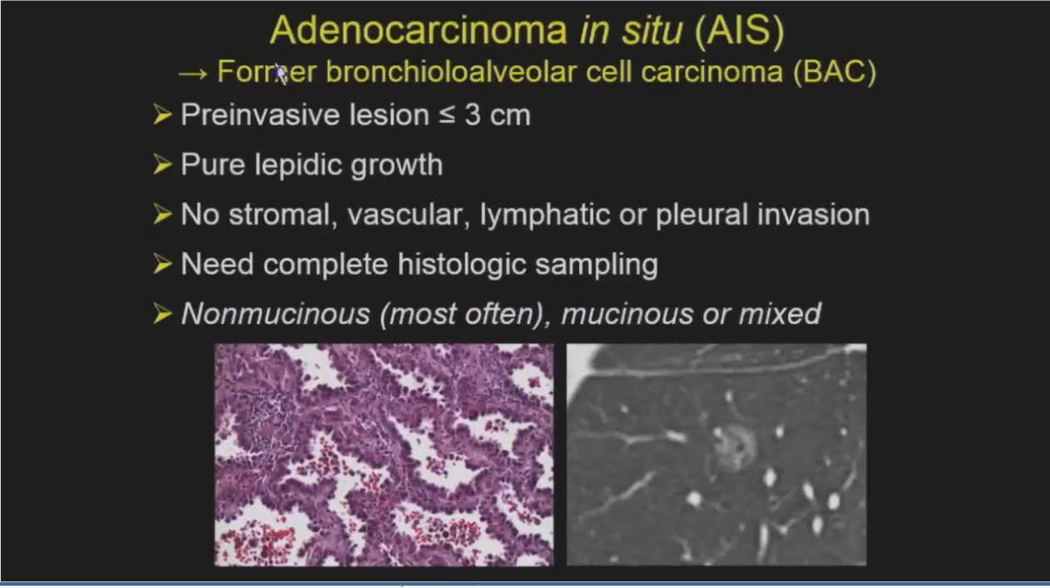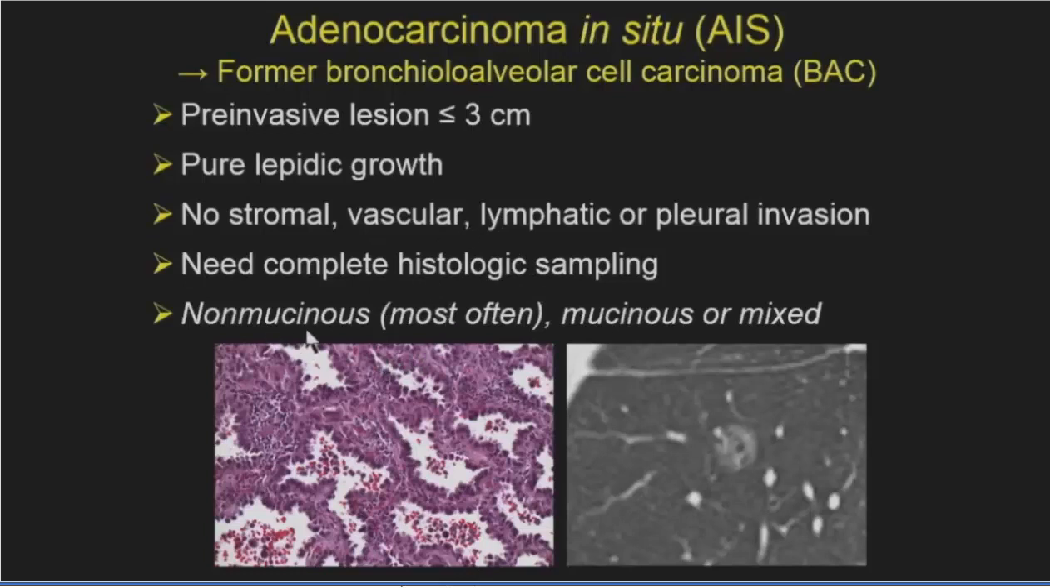Adenocarcinoma in situ is the new name for the former bronchial-alveolar cell carcinoma. This is also a pre-invasive lesion, but now with a higher degree of atypia, with these atypical cells going along the alveolar walls, but there is no stromal invasion, as you can see here. And this is the so-called lipidic growth pattern. These lesions also have, by definition, no vascular, lymphatic, or pleural invasion, so they have an excellent prognosis, 100% 5-year survival rate. To be able to make the diagnosis of an adenocarcinoma in situ, we need complete resection of the lesion because we need to be sure there is no area of stromal invasion.